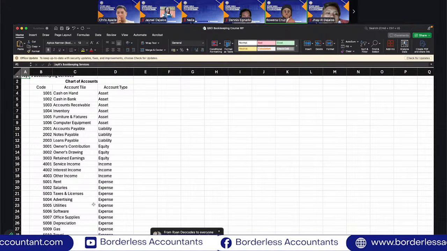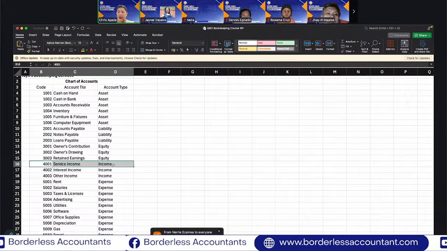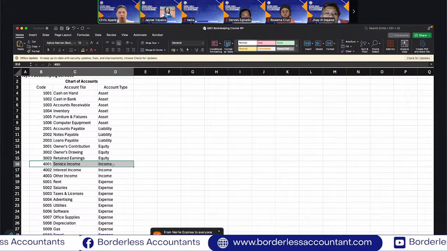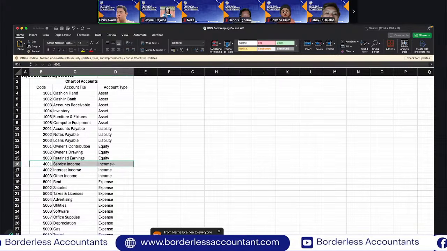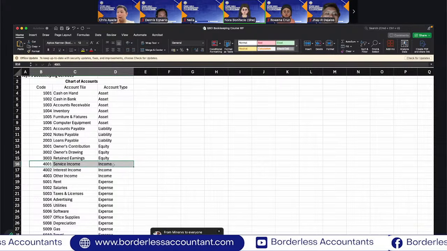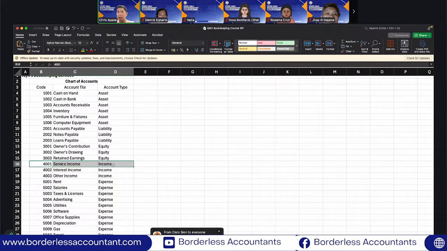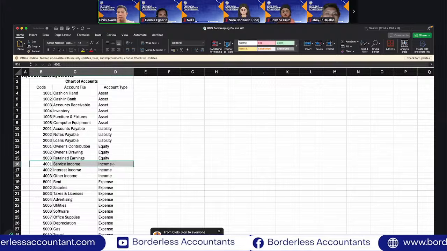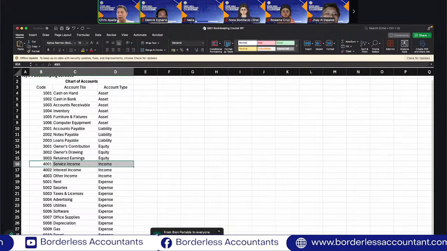Service income. Okay. So sabi dito, account type ng service income is income. Ano nga uli yung normal balance ng income? Is it debit or credit? Credit. So pag ang income ay credit, what would happen to the income? Is it increasing or decreasing? Increasing. Okay, so that's what we do.